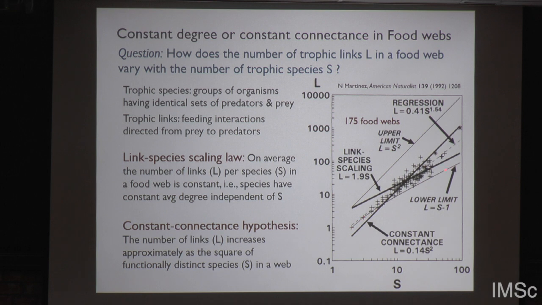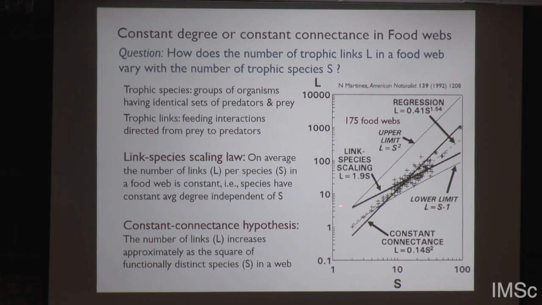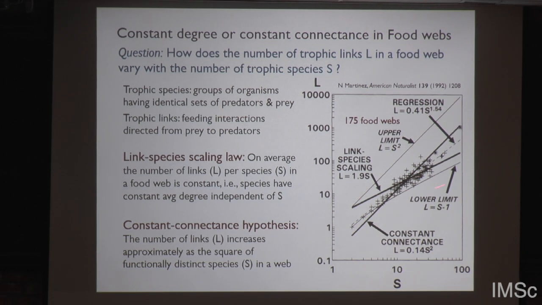So it's clear that nature does not seem to follow either fully the constant connectance hypothesis or fully the link species scaling law. The best guess is that it probably does something like this. For low system sizes, it follows the constant connectance hypothesis, but at larger system sizes, it goes over to the link species scaling where the degree becomes constant. Why it happens is of course an enormous field of speculation. There are loads of theories which try to say why it is that as you go to larger and larger system sizes, average degree would tend to become constant, whereas for smaller system sizes, typically average degree would scale with system size.